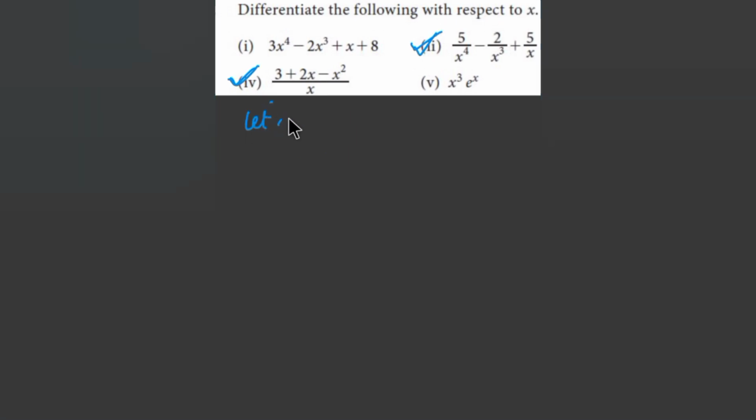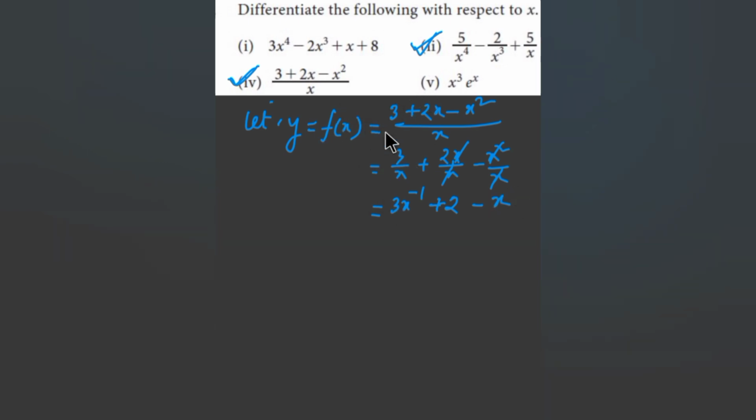So let we can rename y equal to f of x equal 3 plus 2x minus x square divided by x. So if we simplify this, we can write 3 by x plus 2x by x minus x square by x. So we can also simplify this: 3x to the power minus 1, x and x we can cut, so there is only 2, minus, and x we will cut, so there is only x. So if we simplify this expression, the expression will look like this.